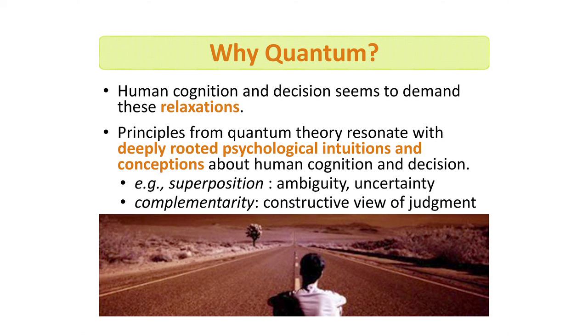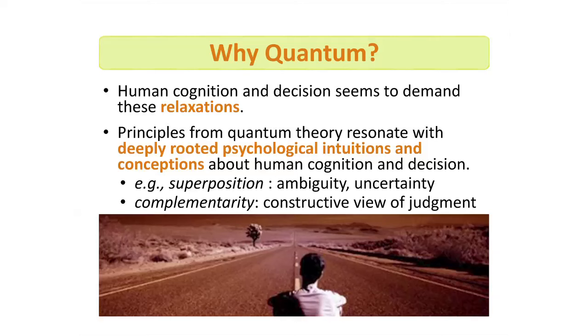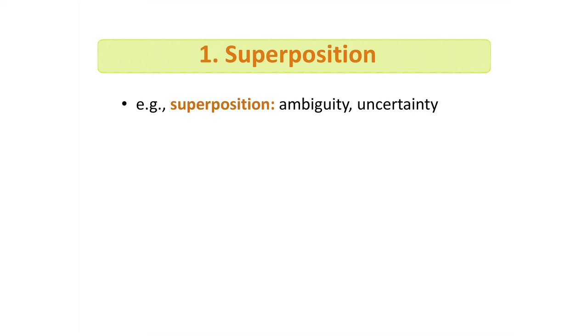So what are some psychological reasons for using quantum theory? We believe some of the human cognition and decision phenomena at least suggest we may need those kinds of relaxations. Maybe Boolean logic and classical probability rules are too restrictive. There are some principles from quantum theory that really resonate deeply with some psychological intuitions and conceptions. And recently, Jerome and I finished a special issue for Topics in Cognitive Science. We presented some phenomena that really represent those ideas. But now I would like to briefly talk about the superposition idea and the complementarity idea.